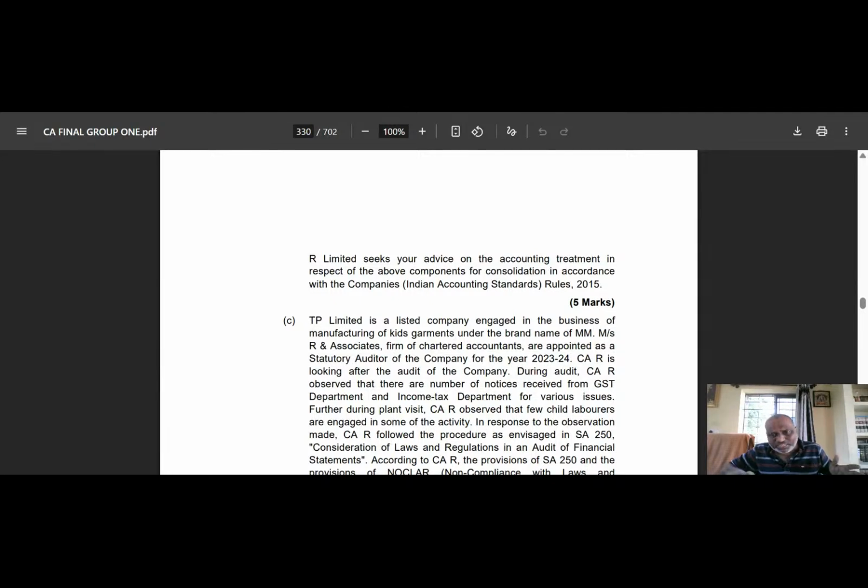In a business combination achieved in stages, the acquirer shall remeasure its previously held equity interest in the acquiree at its acquisition date fair value and recognize the resulting gain or loss, if any, in profit or loss, or other comprehensive income as appropriate, in accordance with Ind AS 103.